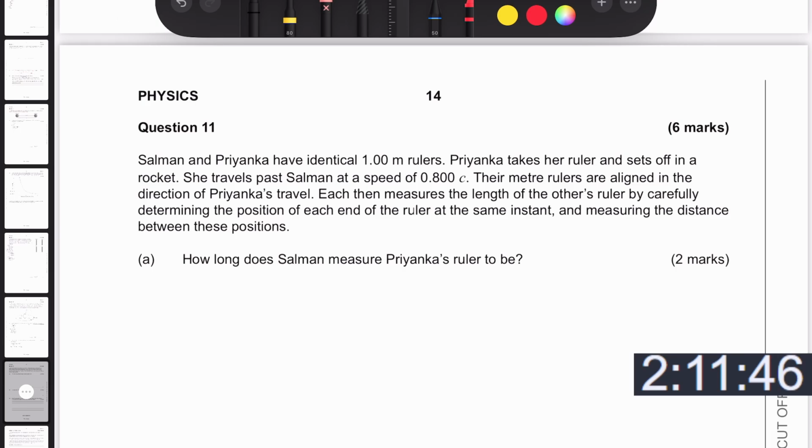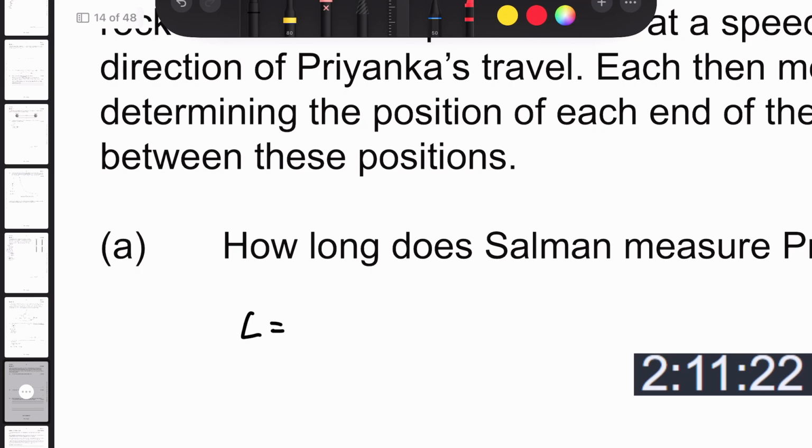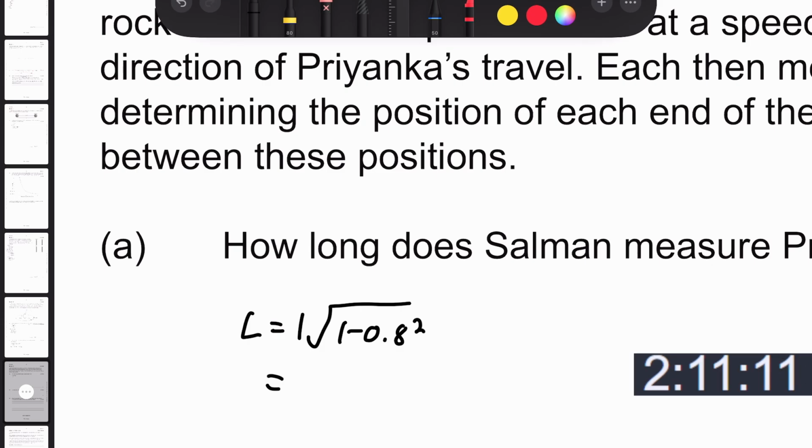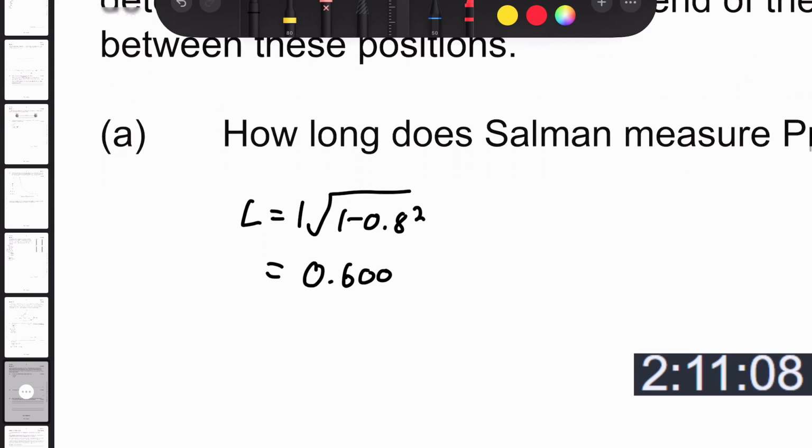Salmon and Pelican have identical 1 meter rulers. Pelican takes a ruler and sends something, a rocket, travels past at the speed of 0.8. The meter rulers are aligned in direction. Each then measures the length of each of the other's ruler by carefully determining the position of each ruler at the same instant, measuring the distances between these positions. How long does Salmon measure Pelican's ruler to be? So it's just going to be L is equal to 1 times the square root of 1 minus 0.8 squared. So 0.600 meters.